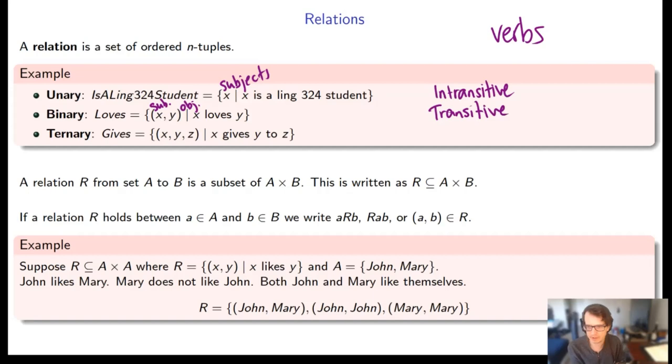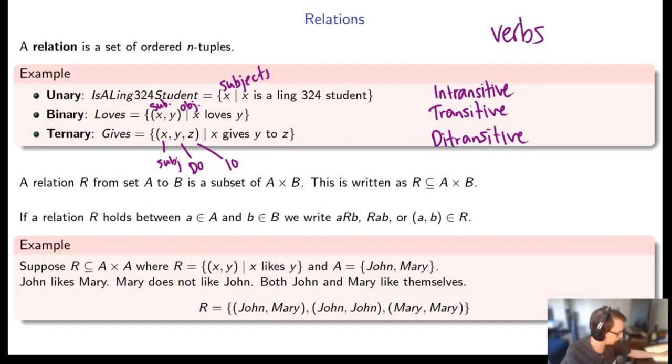You could also have ternary relations. These would be your ditransitive verbs. X gives Y to Z. So you have your subject, you have your direct object, which I'll just call a DO, or you can call it your object one, and you could have your indirect object, your object two. Ditransitive meaning three things, so your triplets. So these are what relations are in terms of linguistics, in terms of natural language.